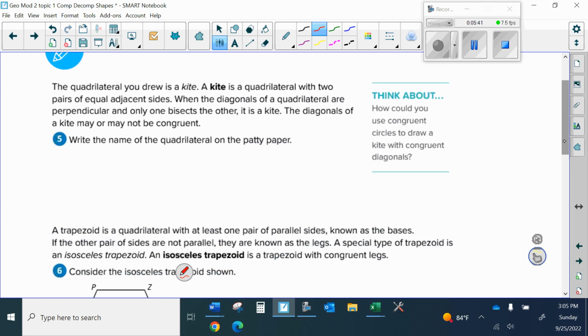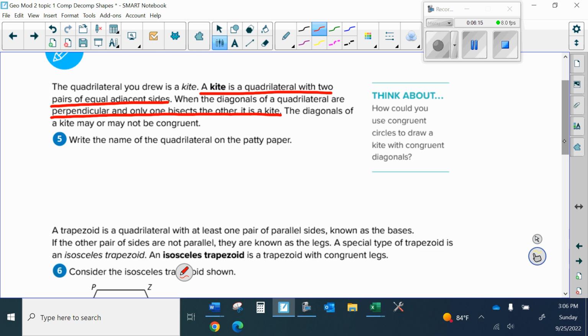All right, kite. Remember, we already have a kite on our quadrilateral hierarchy. The definition of a kite is a quadrilateral with two pairs of equal adjacent sides. Okay, and they are consecutive sides, that's another word for adjacent. Then, as you already have in your quadrilateral hierarchy, it's got the characteristics. When the diagonals of a quadrilateral are perpendicular and only one bisects the other, it's a kite.